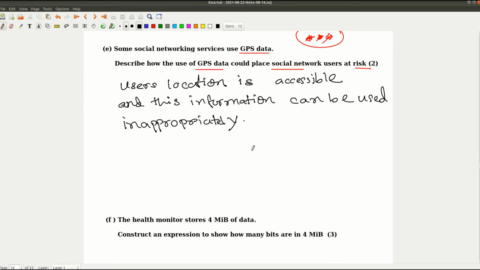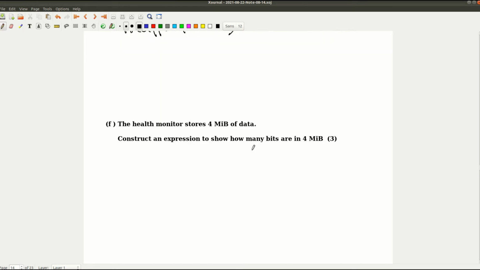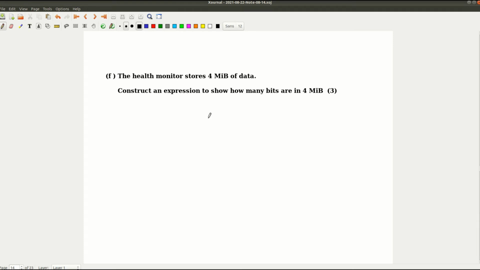Okay, so move to the next question. The health monitor stores 4 megabytes of data. Construct an expression to show how many bits are in 4 megabytes.